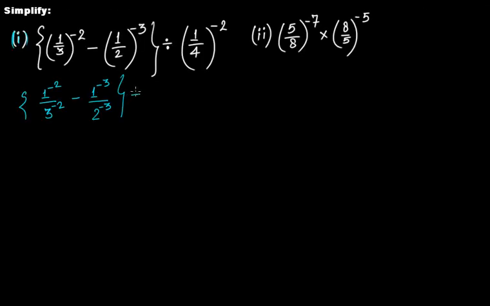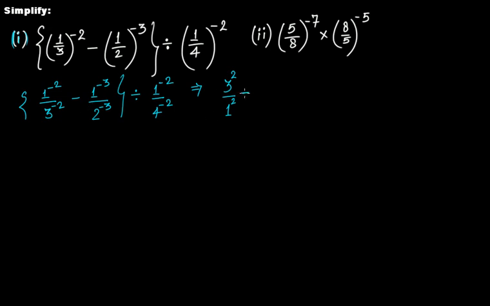And then divided by, this is 1 raised to the power of minus 2 by 4 raised to the power of minus 2. Okay. Now this can be written as 3 raised to the power of 2 divided by 1 raised to the power of 2. Right? Remember this one? Then minus 2 raised to the power of 3 divided by 1 raised to the power of 3. Right?